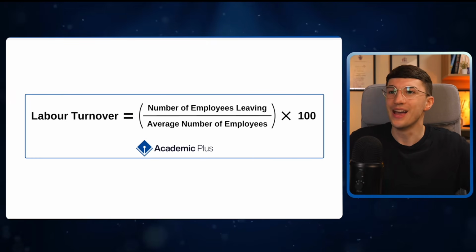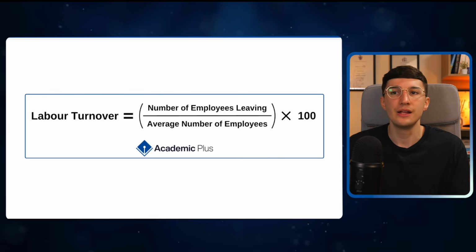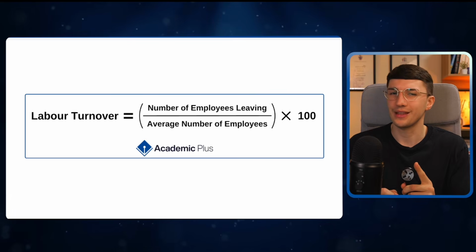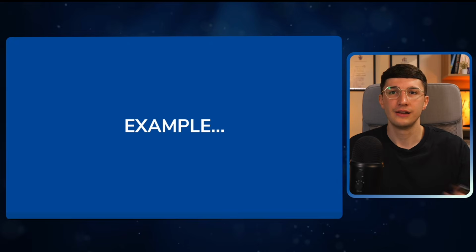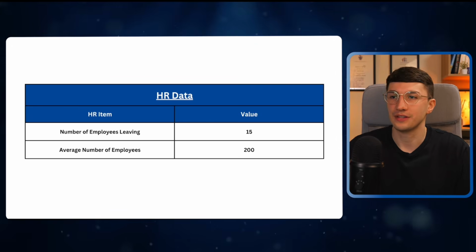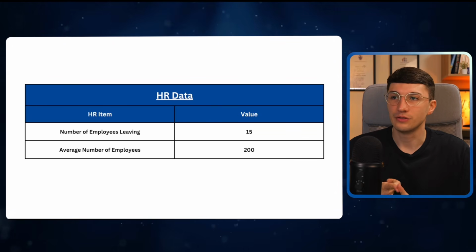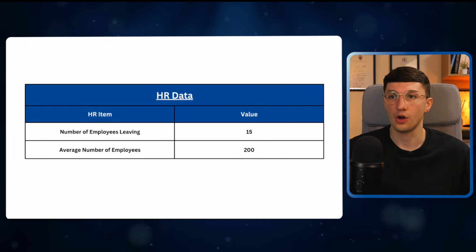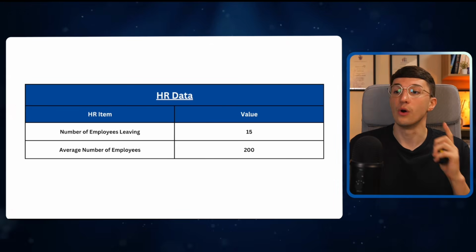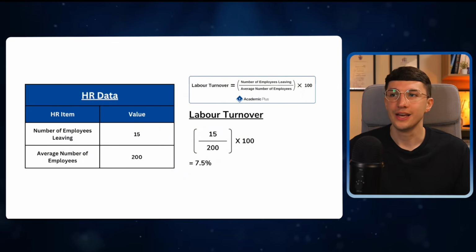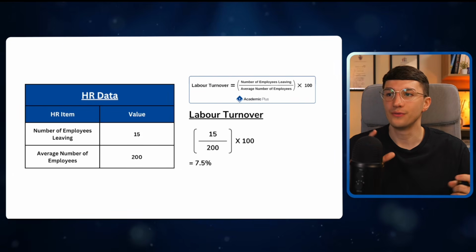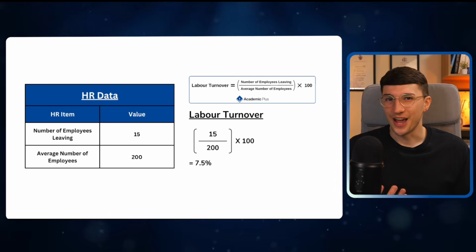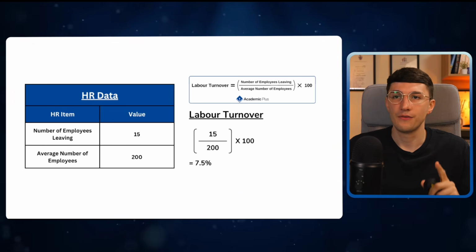The way we calculate that is we take the number of employees leaving the company divided by the average number of employees during that same period. And of course, we want to get this as a percentage, so times by 100. Now, as an example, let's say I've got this HR data in front of me. At this point in time, we have 15 employees leaving the business, and the average number of employees during that specific time period was 200. Now, to do the calculation, quite simply, you take the number of employees leaving, 15, divided by the average number of employees during that period, 200. And of course, we times by 100 to get a percentage. So my labour turnover here is 7.5%.